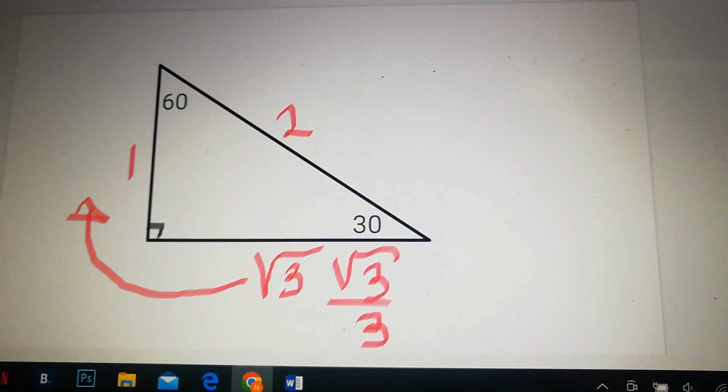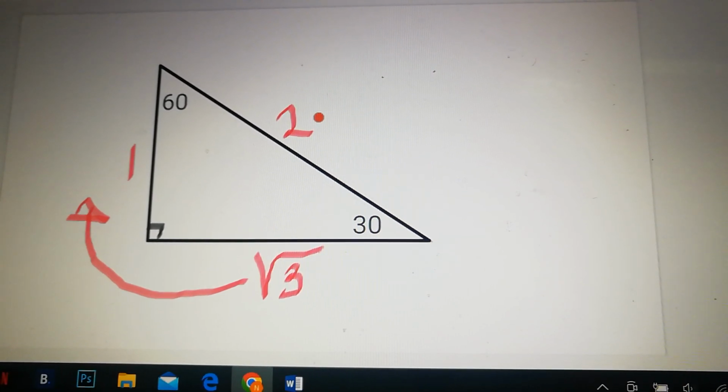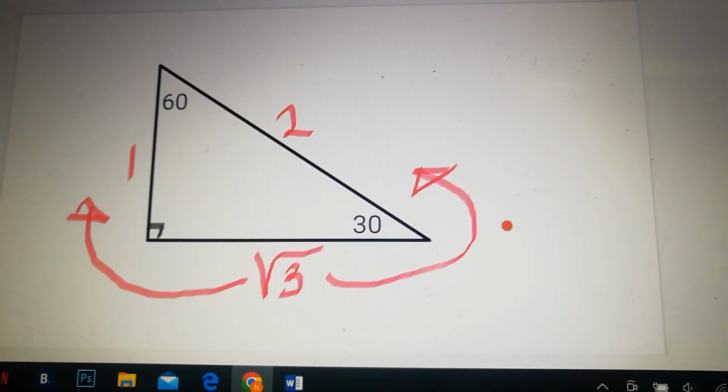Okay, another is, how do you find the hypotenuse? Since from the shortest side going to the hypotenuse is multiplied by 2, and we know that we multiply here by square root of 3 over 3, then from the longer leg going to the hypotenuse is simply multiply by what? Okay, 2 square root of 3 over 3.